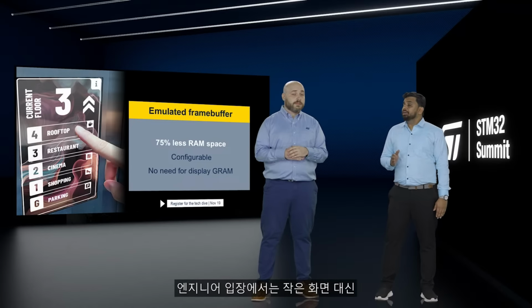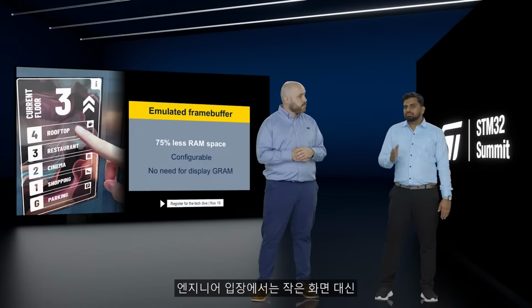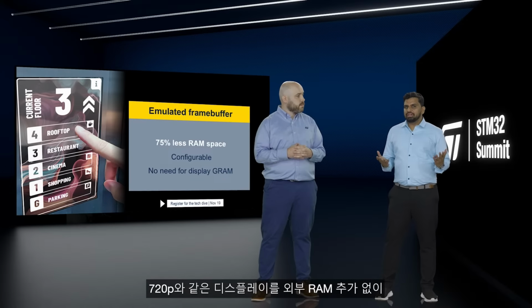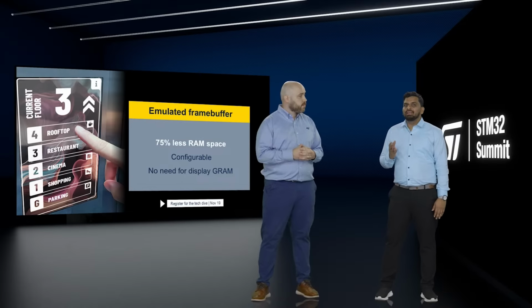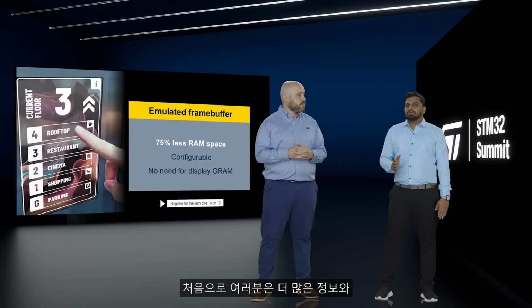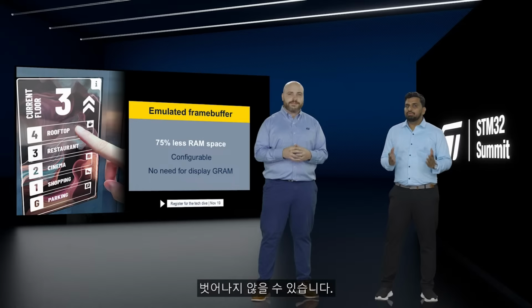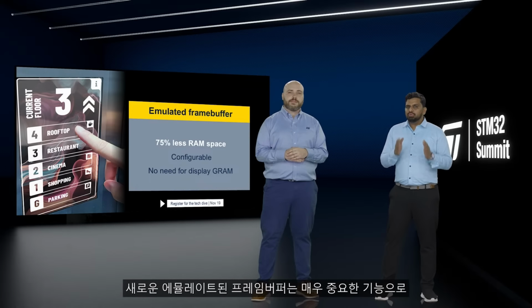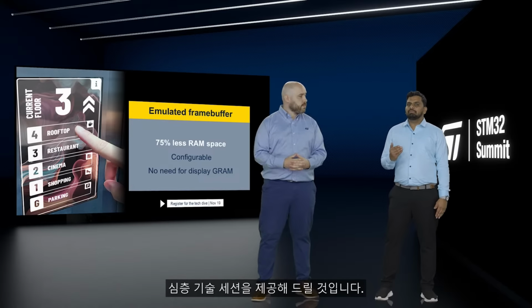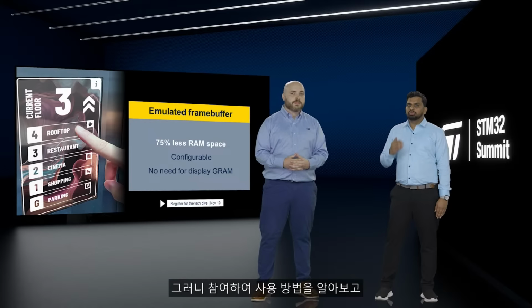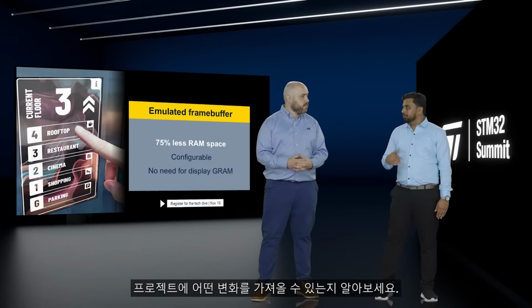For engineers, it means that instead of using a smaller screen because the bill of materials requires external RAM, they can use a 720p display. For the first time, you can offer more information and a beautiful UI and stay within your budget constraint. The new emulated frame buffer is such an important feature that ST will provide a more technical deep dive into it tomorrow. So join us to learn how to use it, and how it can transform your project.